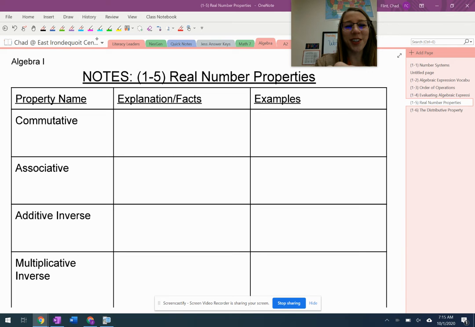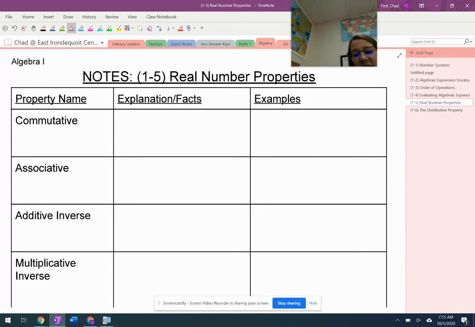Okay, hi, good morning. So today we're looking at algebra notes for 1-5, real number properties. Most of these properties are things that we did talk about in 7th grade. There's one property we are going to look at this year that we didn't talk about in 7th grade, but the rest should be at least a little familiar.